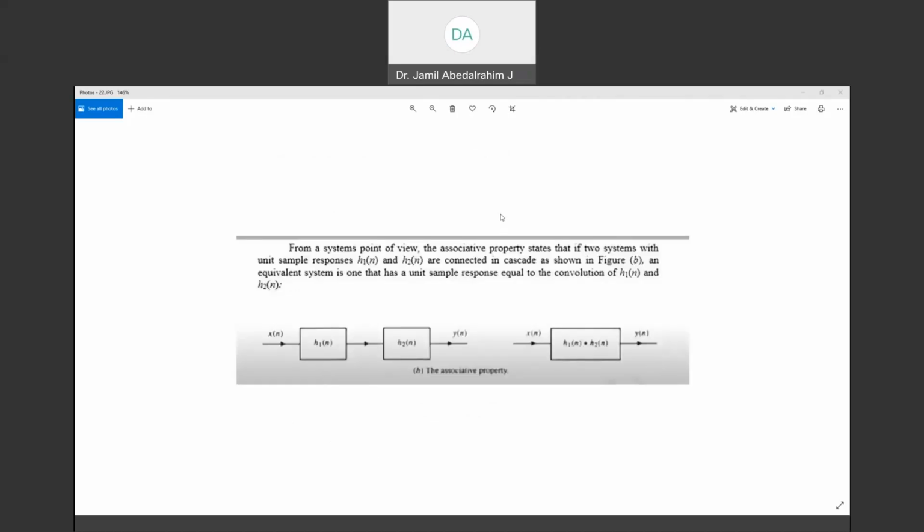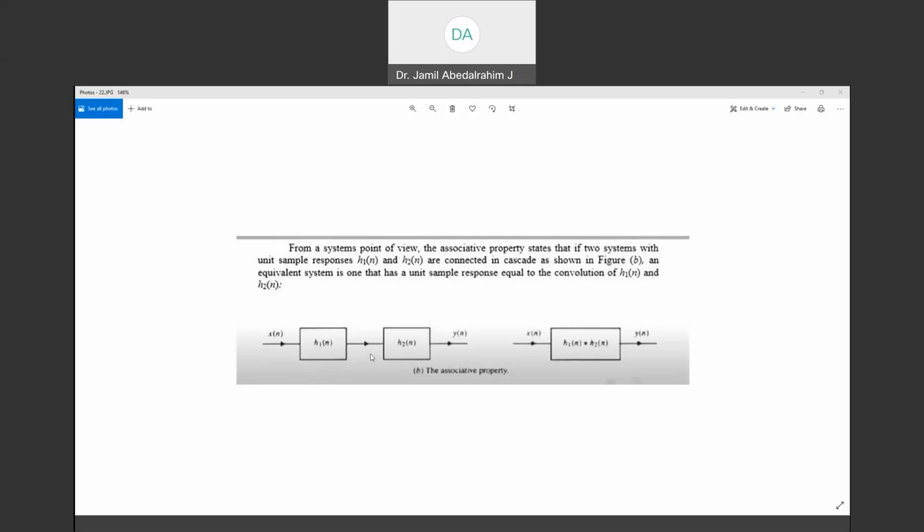So associative property means we have two systems here, as you see. Each system has a signal based on this figure. So we have two devices. The first device, the receiver, its signal is h1 of n. The signal of the second device is h2 of n. So the entering signal x of n, by the way, on condition that these devices are connected in series.